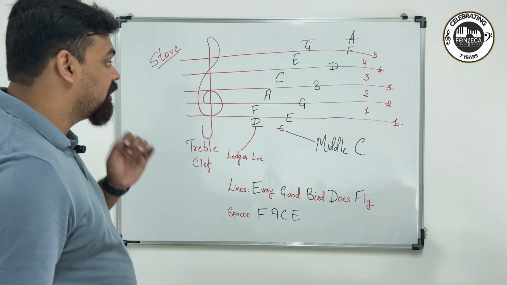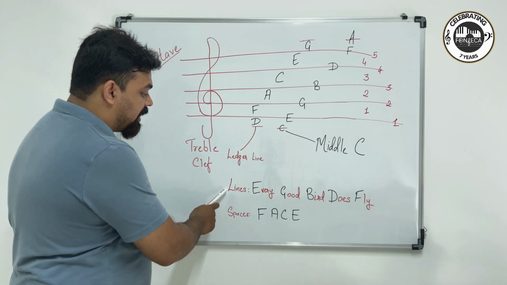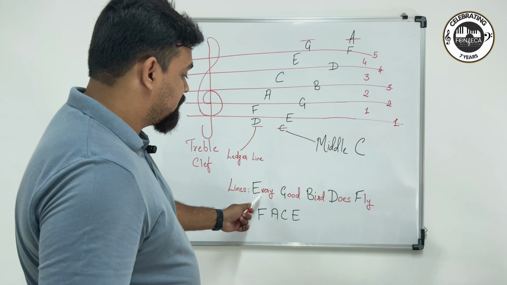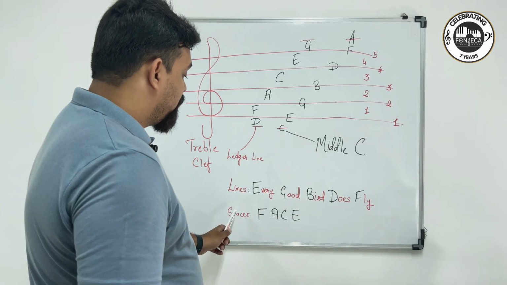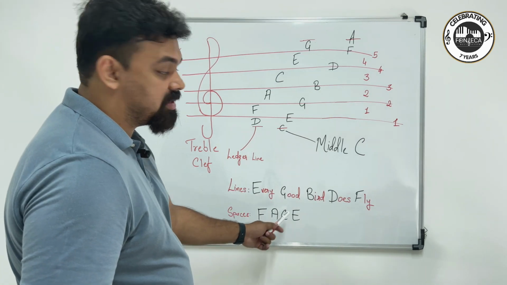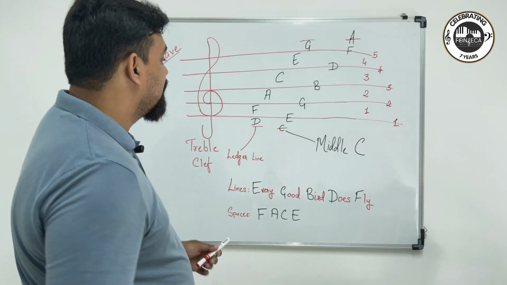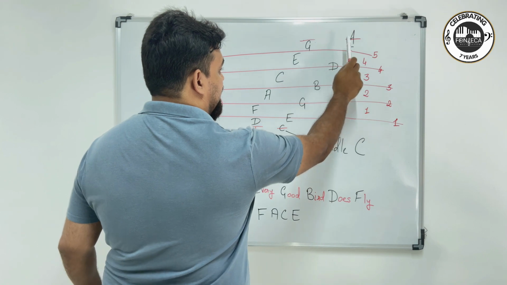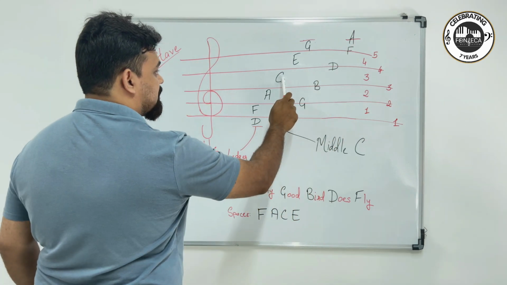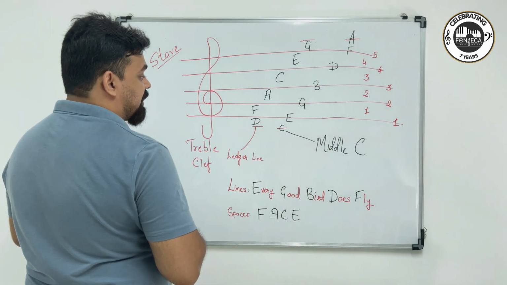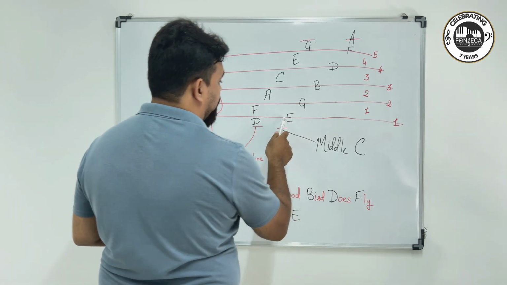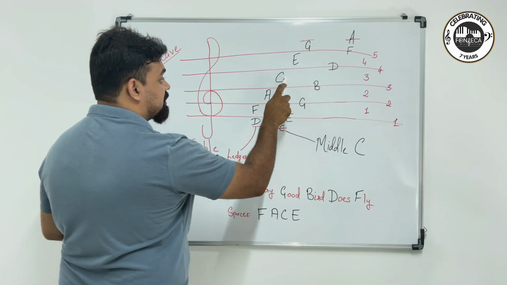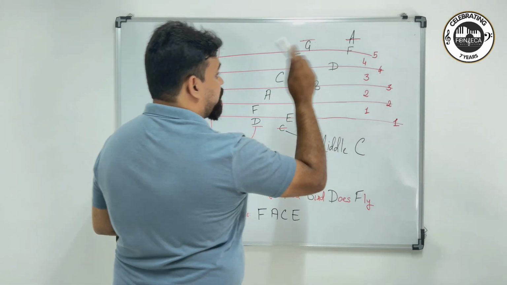Now after that, we learned about the lines and spaces and their sentences. For the lines, our sentence is "Every Good Bird Does Fly." For the spaces, our sentence is F-A-C-E, which makes the word face. We found our notes on the lines: E, G, B, D, F. In the spaces: F, A, C, E. We found that these lines and spaces go in order, so alphabetically it's E, F, G, A, B, C, D, E, F.